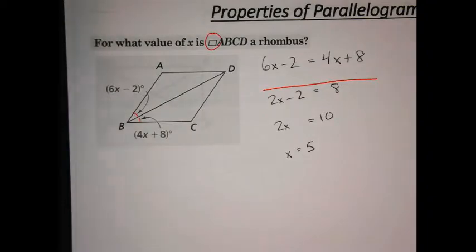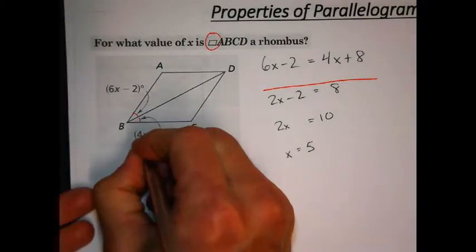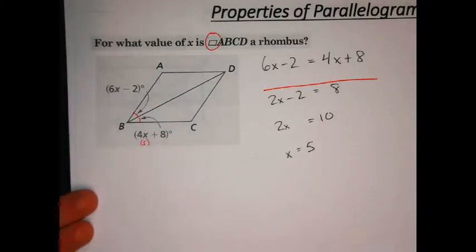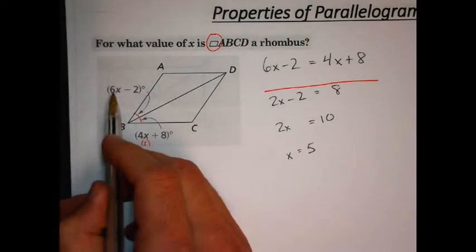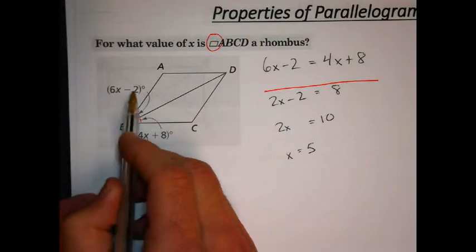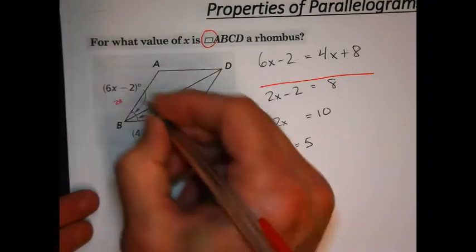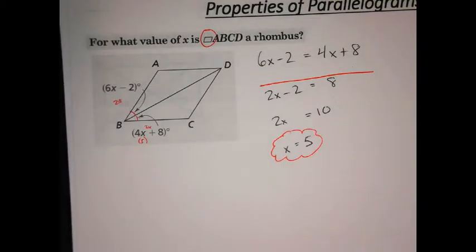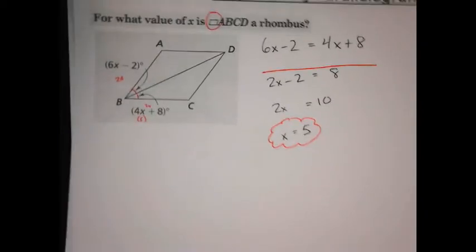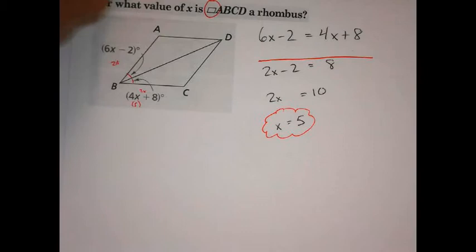Are we sure? Let's plug it in. 4 times 5 is 20, plus 8 is 28. That would be a 28-degree angle. What about this one? 6 times 5 is 30, and 30 minus 2 is 28. 28, 28. We're all set. Totally bisected. x does, in fact, equal 5. Okay, so that's how we can do that. But we have to remember that diagonals bisect opposite angles.